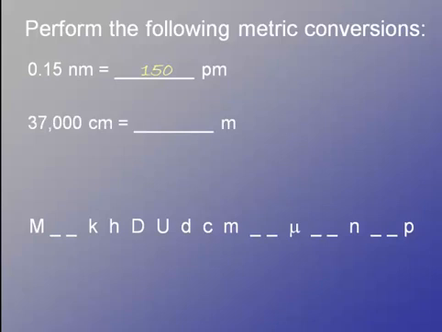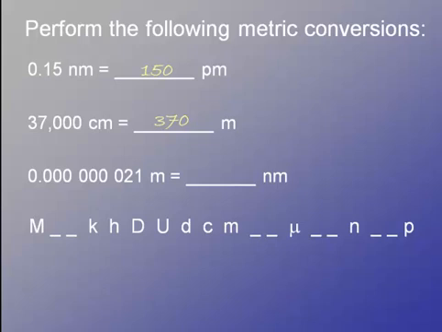37,000 centimeters. Starting at centi and moving to meters, which is a base unit, means moving the decimal 2 times to the left. So 37,000 centimeters is 370 meters. To convert this number from meters, which is again a base unit, to nanometers involves moving the decimal 9 times to the right. This answer then is 21 nanometers.